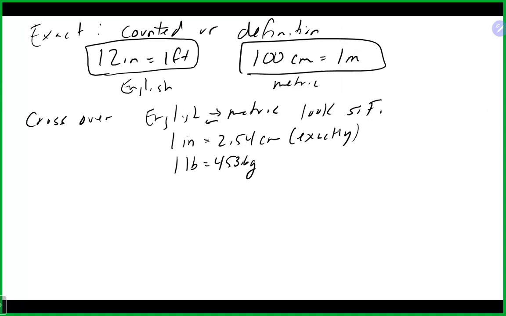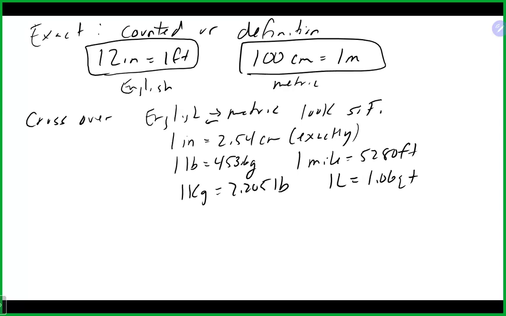And there were a couple others, like 1 mile is 5,280 feet. Remember, these are things that they expect you to know. 1 kilogram is 2.205 pounds, and 1 liter is 1.06 quarts. So these are some exact conversions, or not necessarily exact conversions, but conversions that you do need to know. These here are our exact conversions, but these are also some conversions that you do need to know.